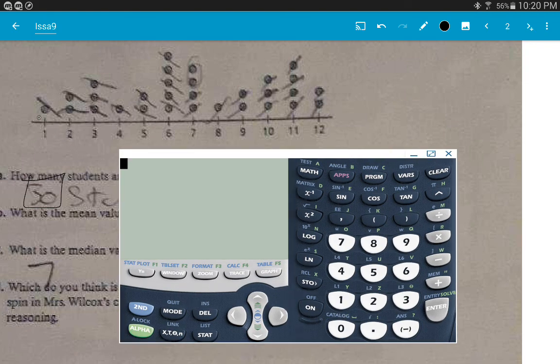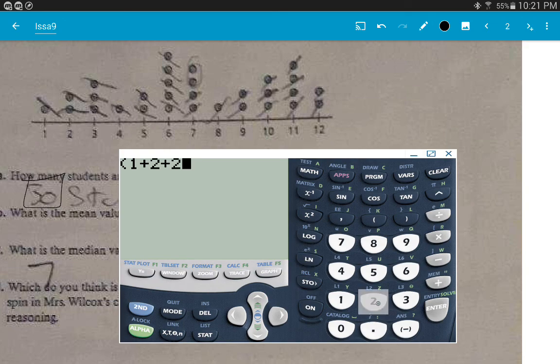Okay, so here's what they mean. They're saying 1 plus 2 plus 2 plus 3 plus 3 plus 3 plus 4 plus 5 plus 5 plus 6 plus 6 plus 6 plus 6 plus 6, etc. We're going to do all that, and then we will divide it by 30. So here's what that looks like.